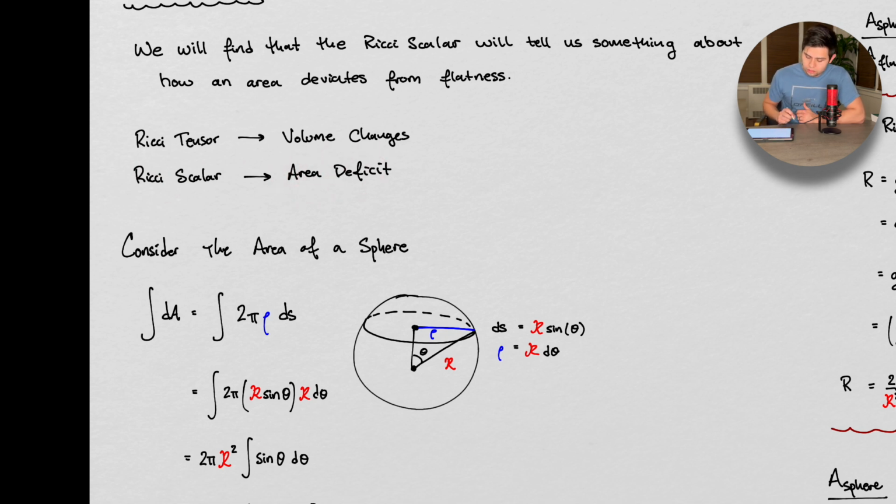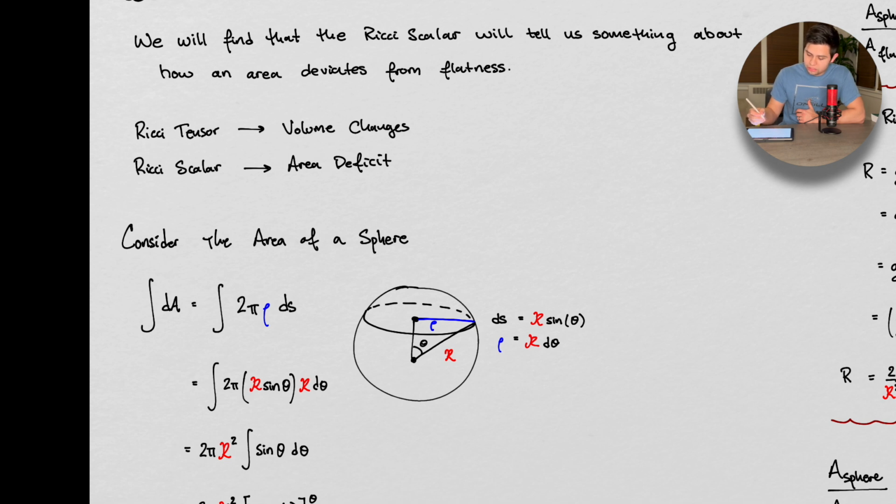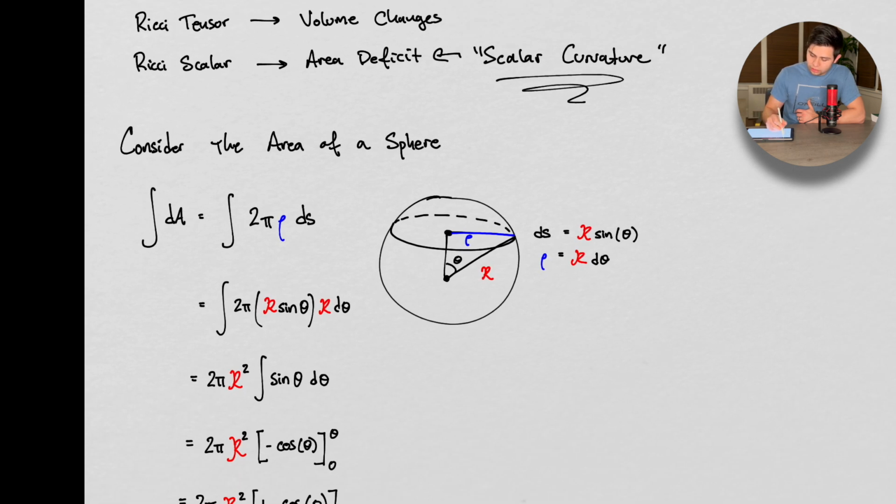Okay, so let's start computing the Ricci scalar. Another name for this is the scalar curvature. Scalar curvature is another name for the Ricci scalar. Anyways, let's get into this. We're going to start off by considering the area of a sphere.